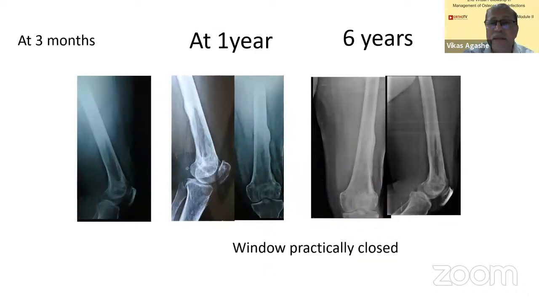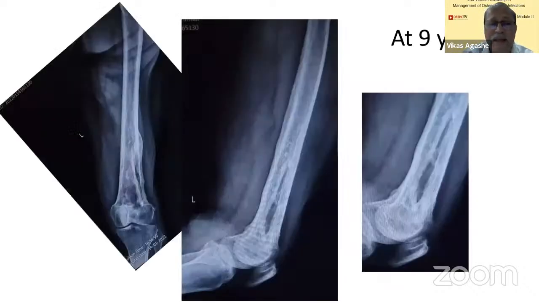And this is at 3 months, 1 year and 6 years. Window is practically closed. And this is at 9 years. You can see in the middle, the window is closed. Only at the ends, the window is remaining. So nature forms this window frame and slowly starts forming bone, which will occupy the vacant area of the window.